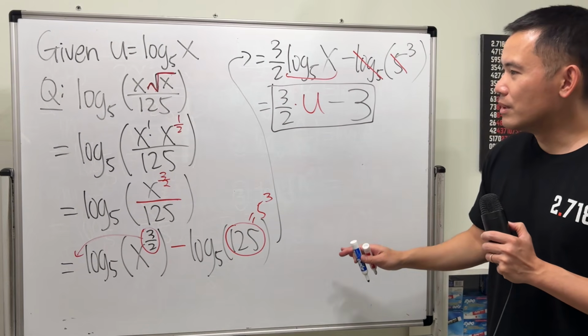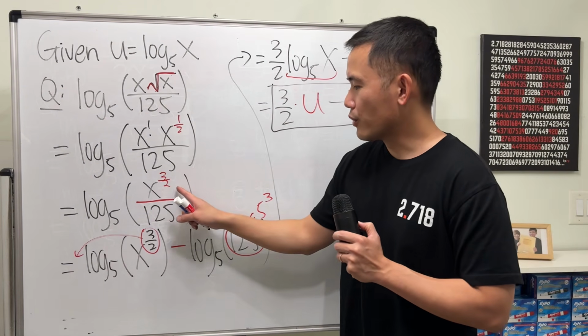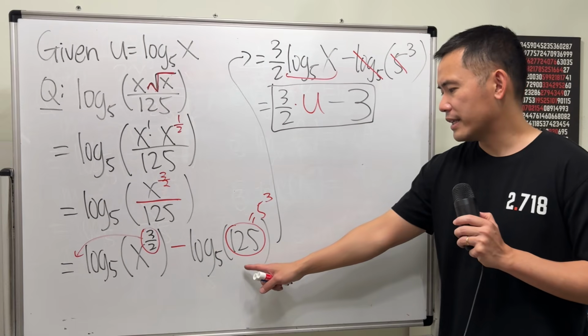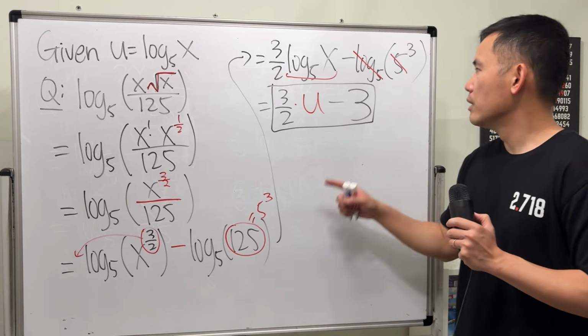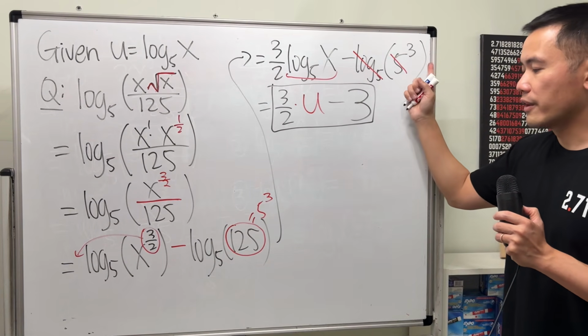So you definitely have to remember the log properties, like how you can go from here to here, and then how to evaluate logarithms without a calculator. And perhaps the easiest way is to do something like this.